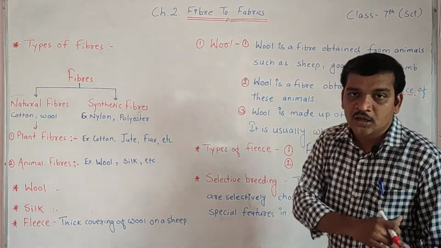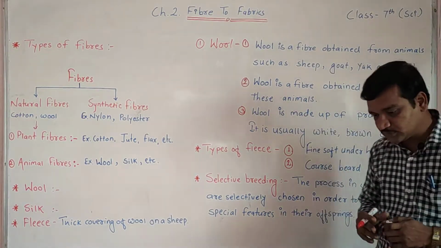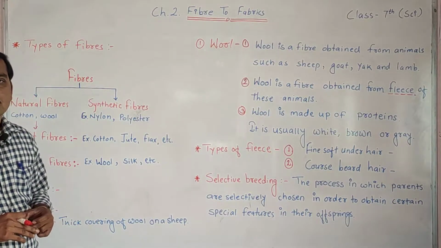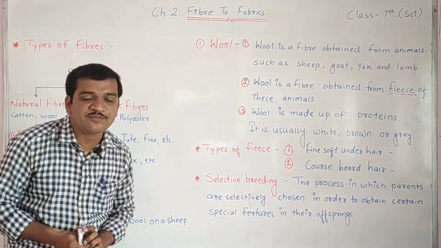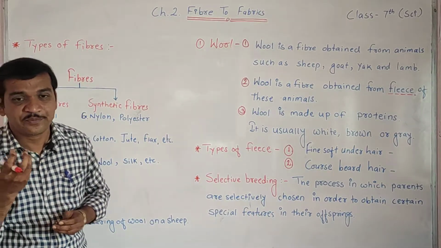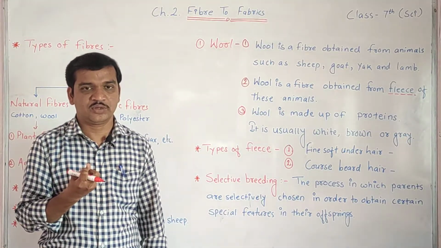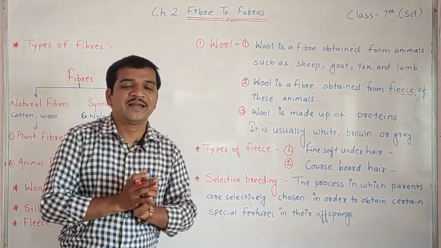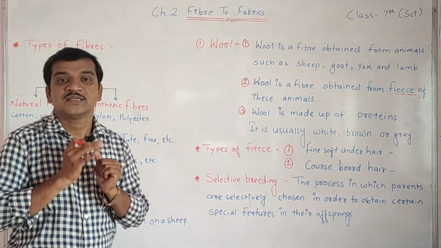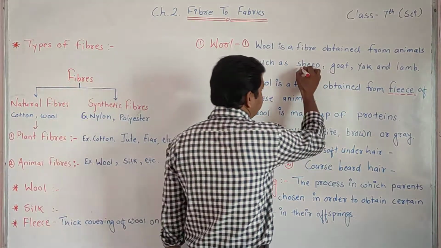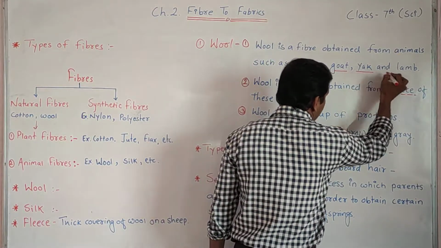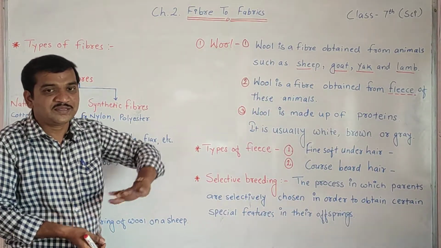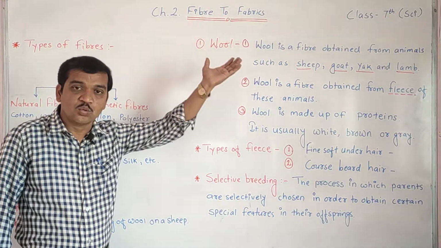Okay students, so what is wool? Wool is a fiber obtained from animals. Wool is one kind of fiber obtained from animals such as sheep, goat, yak, lamb. So these are the animals from which we get wool.